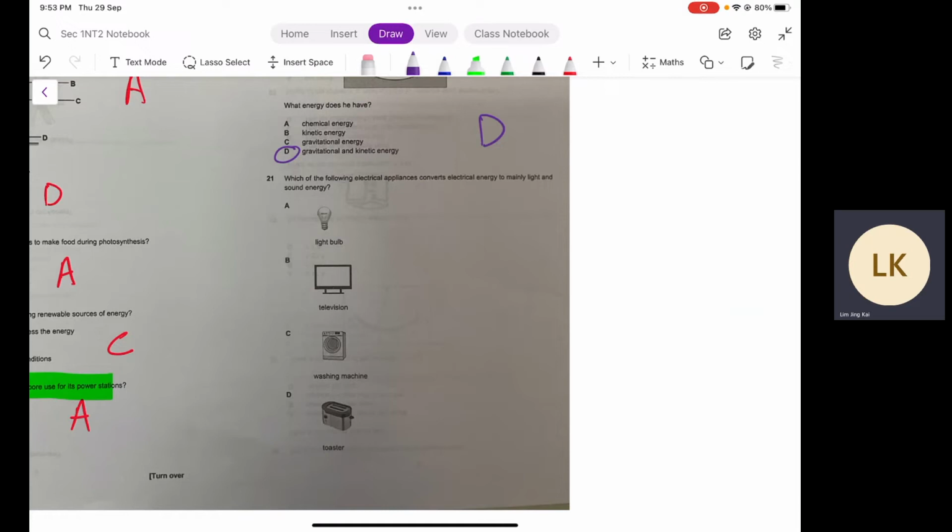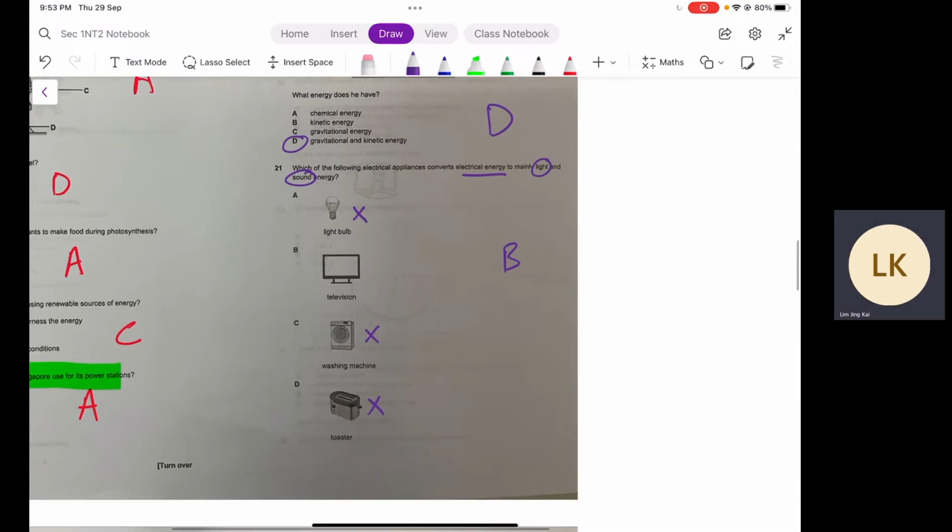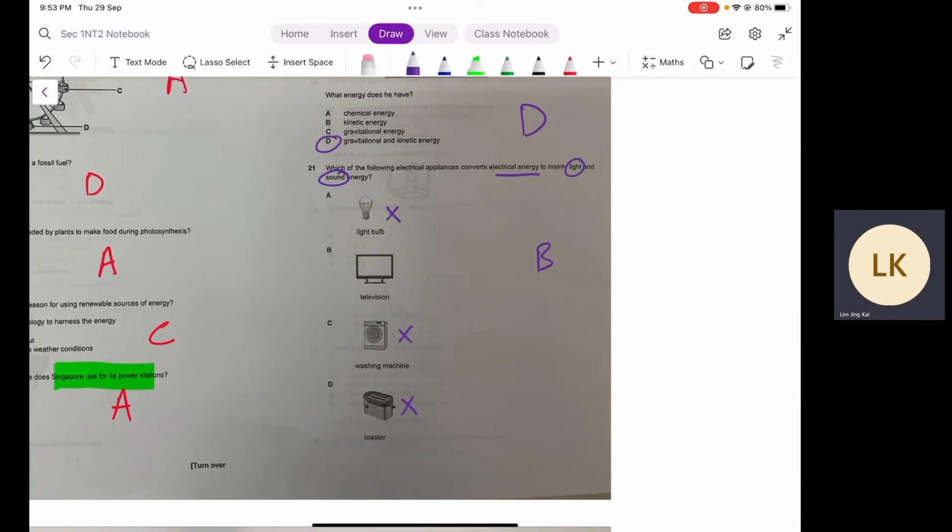Question 21, which of the following electrical appliances converts electrical energy to mainly light and sound energy? If you look at all the options here, A, C, and D are not the answers we are looking for, because for A, the light bulb produces light but no sound. For the washing machine, it does make a lot of sound, but it does not produce any light. The last one, the toaster, doesn't produce any sound. So the answer that we are looking for is B, the television, because television produces both light and sound.